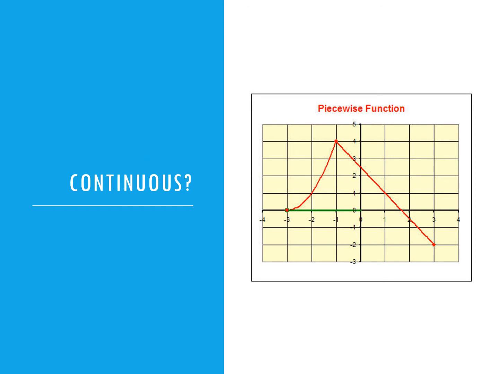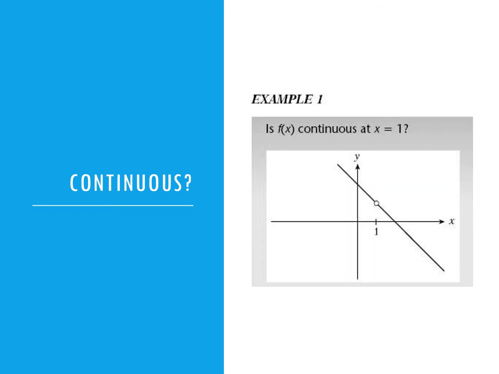This piecewise function is continuous on its domain. From -3 to 3, it's continuous. There are no holes, there are no breaks, there are no jumps. This function is not continuous. It has a hole, and we call this a removable discontinuity.